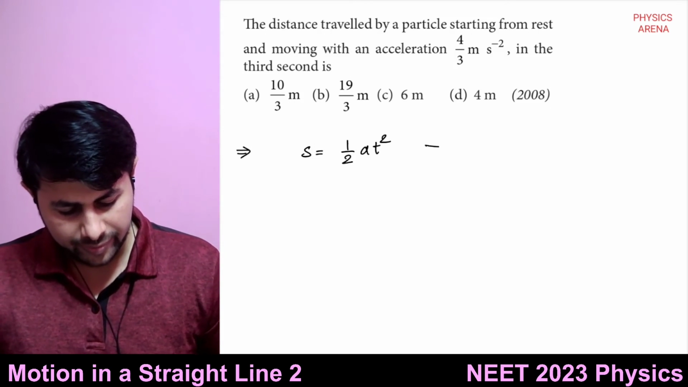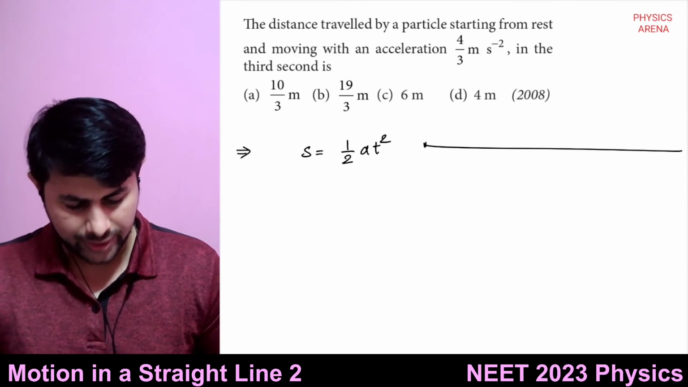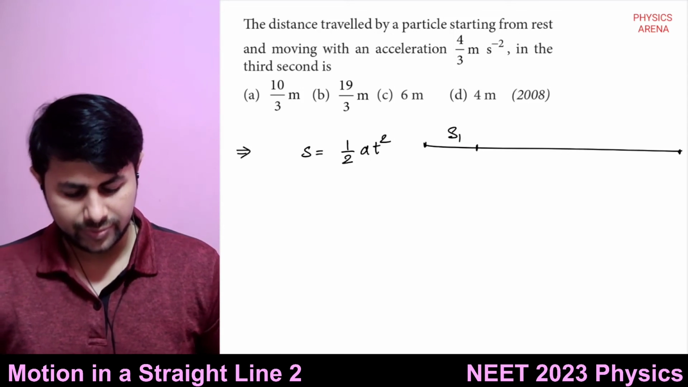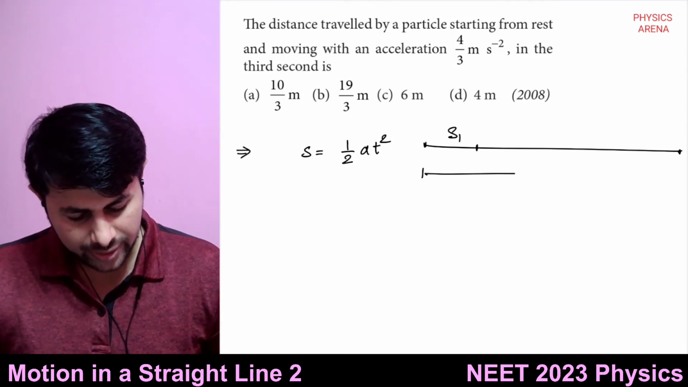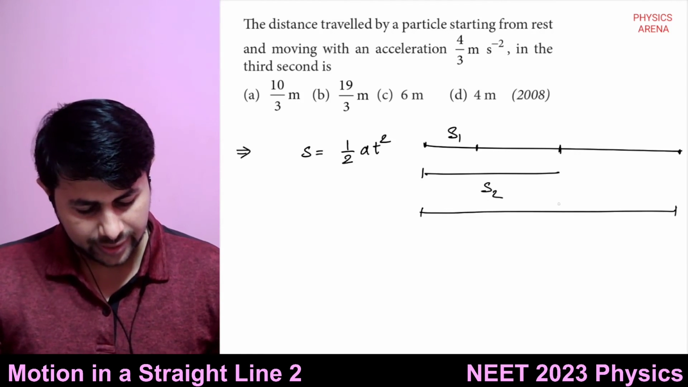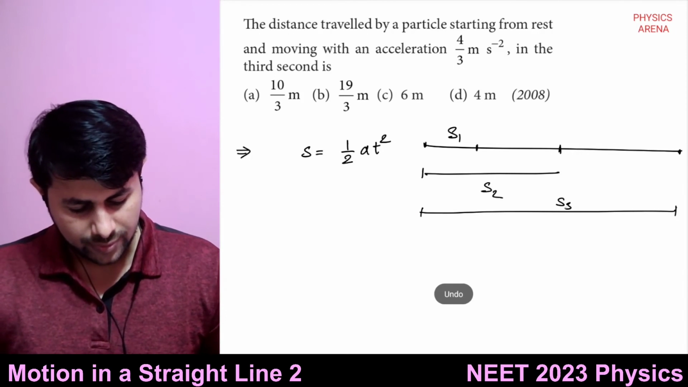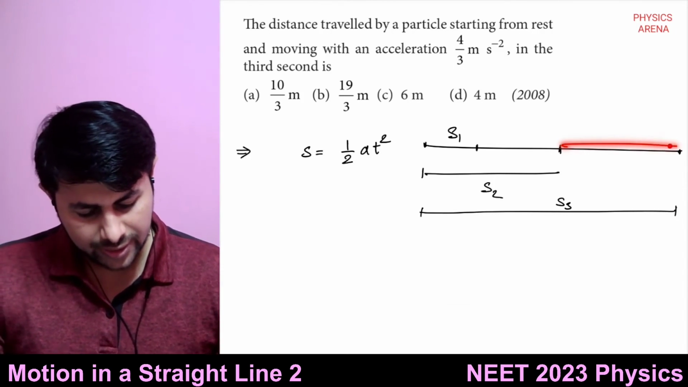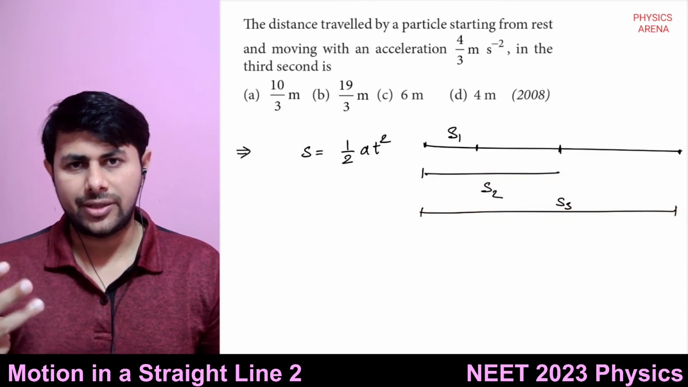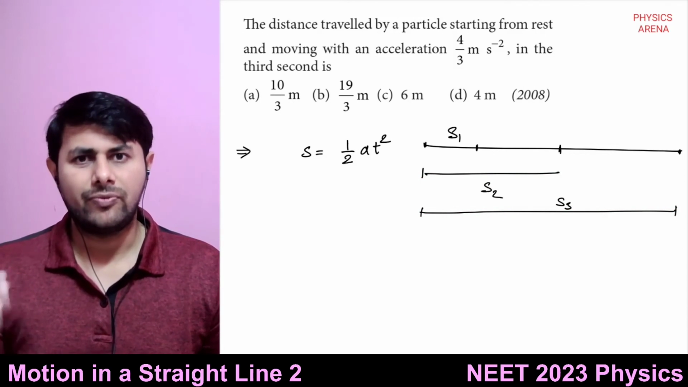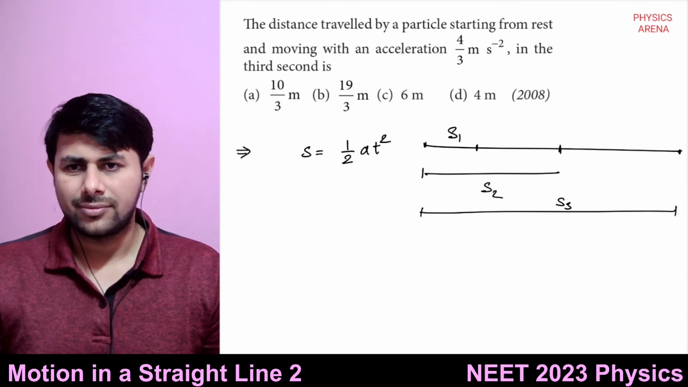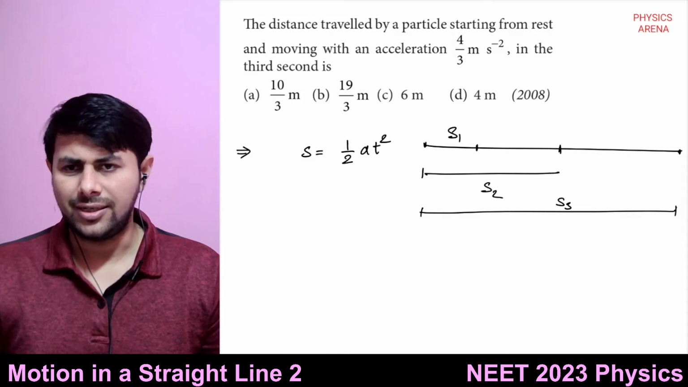So let's say the body starts from here, and in 3 seconds it moves till here. So this is, let's say, distance covered in first second. Distance covered till second is this much, s2, and distance covered till third second is this total distance. So what will be distance covered in third second? It will be this much distance, which is s3 minus s2. So distance covered in 3 seconds minus distance covered in 2 seconds will give you distance covered in third second, right? Yes, sir.